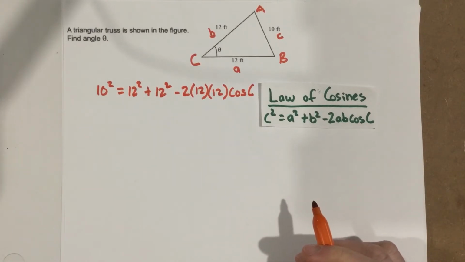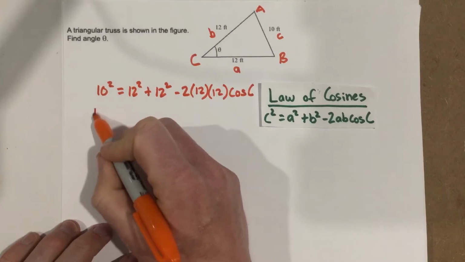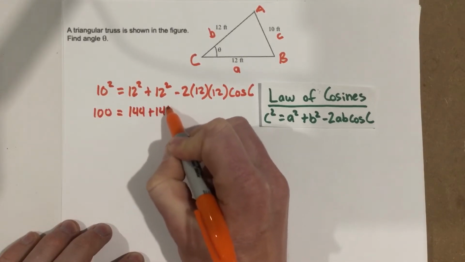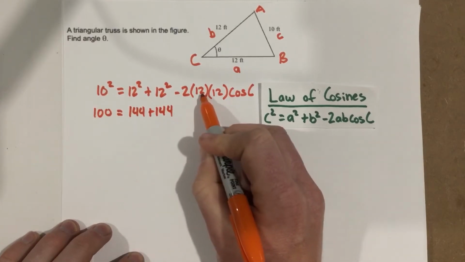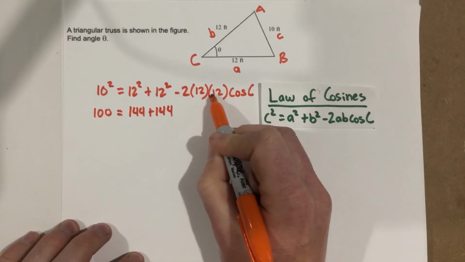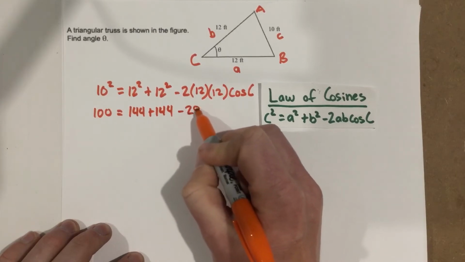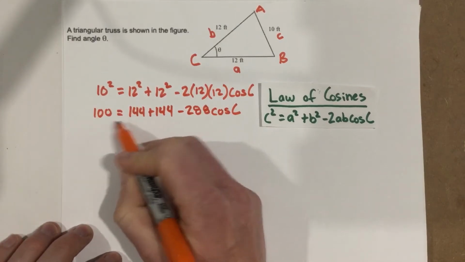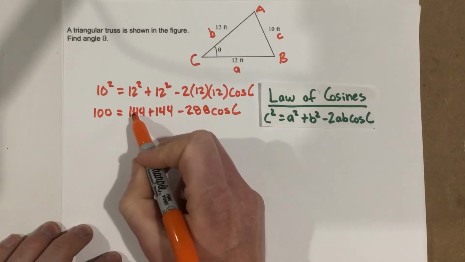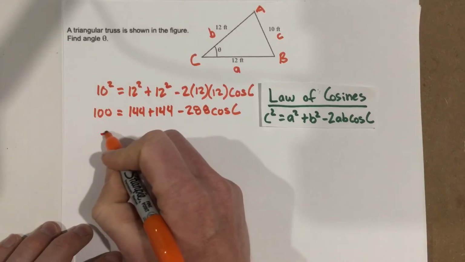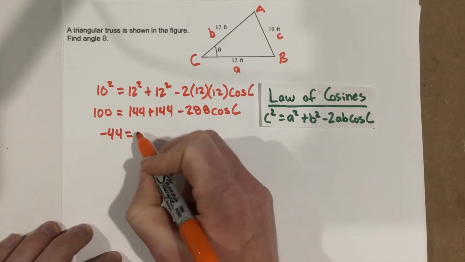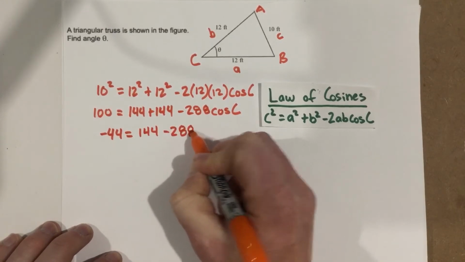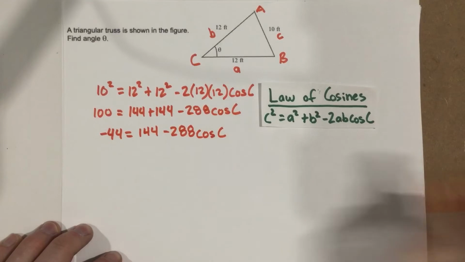So we want to start to evaluate this. We can say 10 squared is 100, 12 squared is 144, plus 144. And then if we wanted to multiply these, 12 times 12 is 144, times negative 2 is negative 288, cosine C. Subtract these over. So when I subtract the first one over, I get negative 44 equals 144 minus 288 cosine C.